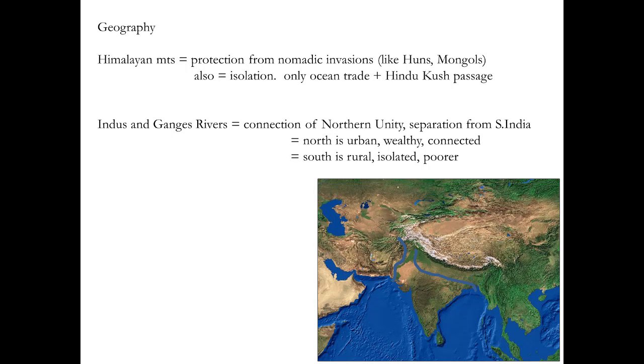The two most politically important rivers in the subcontinent are the Indus and the Ganges rivers. They allow for connection and northern unity, but they separate northern India from southern India. Why? Well, if you're looking at the video, you'll notice the Indus is on the left. The Ganges is the one that runs from west to east, is on the right. You'll notice they do not go south. They do not connect northern India into southern India, the northern subcontinent to the southern subcontinent.